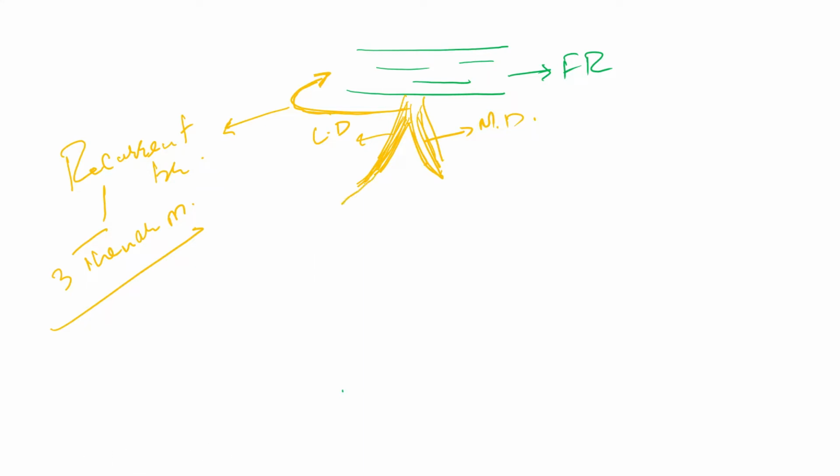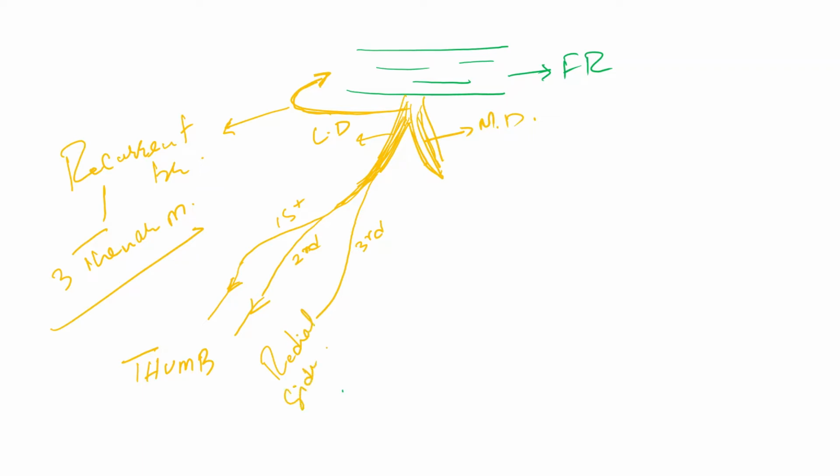The lateral division divides into three palmar digital branches, the first, second and third. The first and second palmar digital branches supply the entire thumb, the medial and lateral sides. The third palmar digital branch supplies the radial side of the index finger. So this is about the distribution of the lateral division.